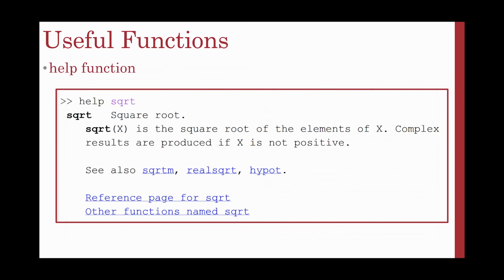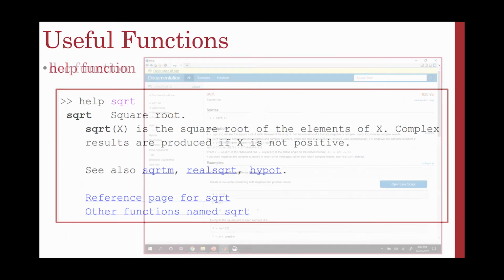So if we look at the help function a little bit more, say I want to use the square root function, which in MATLAB is sqrt. If I type help sqrt, it's going to tell me that sqrt is the square root, and sqrt of x is the square root of the element x. Complex results are produced if x is not positive. It's telling me also to see different functions, and then it gives me a link to the reference page.